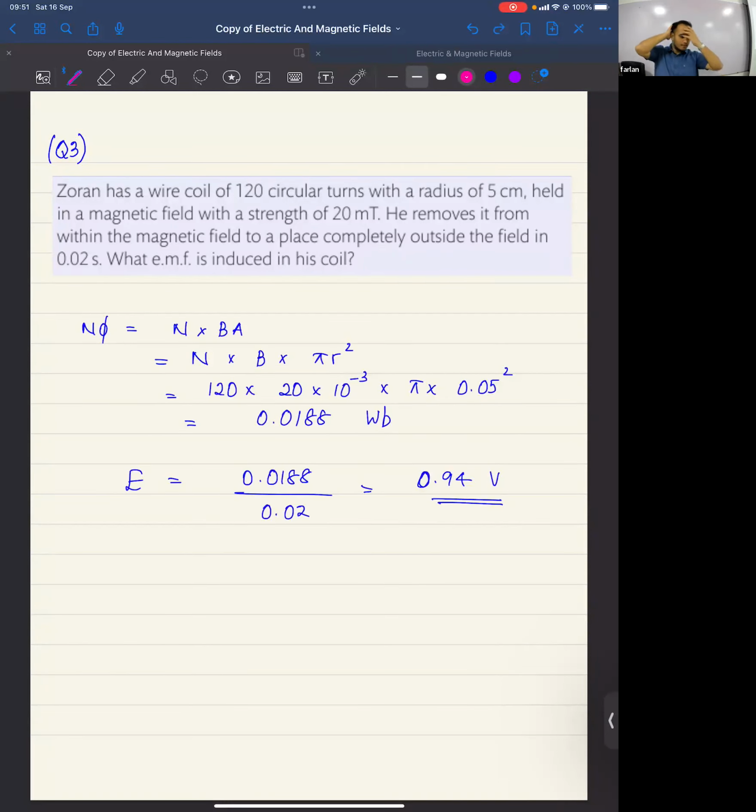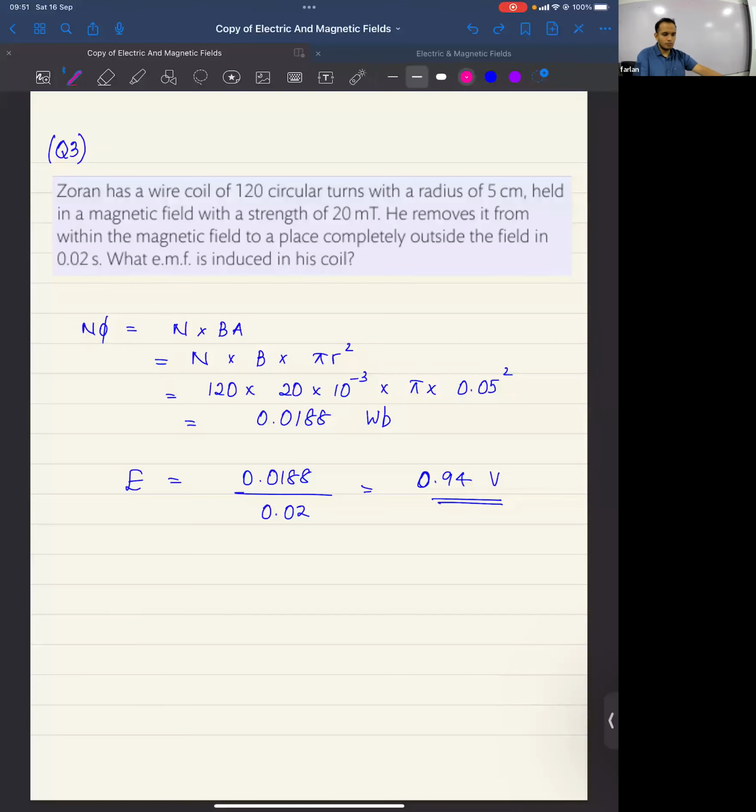So guys, magnetic flux linkage, phi, will be N into BA, where A is pi r square. N is 120 turns. Magnetic flux density is 20 millitesla, so 20 into 10 to the power minus 3, into pi, into r square, which is 0.05 square. That is 0.0188 Weber. That is the flux linkage when the strength is 20 millitesla.